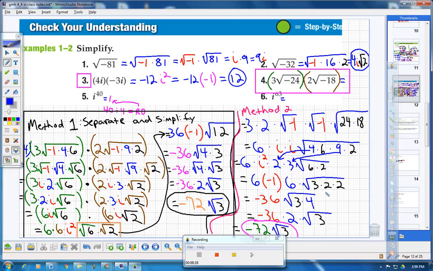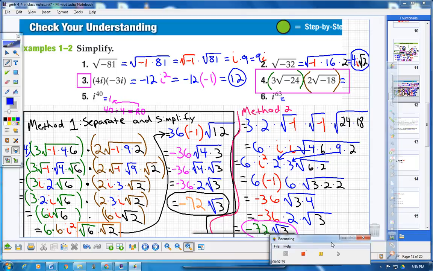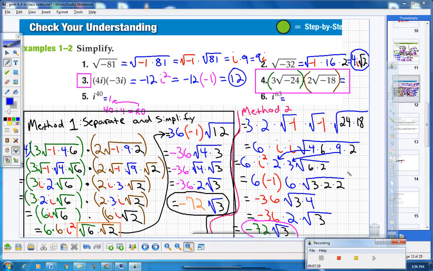And the other method, method 2, please take a look at both of these and the color coding that I have. Study these to prepare yourself to move on tomorrow.